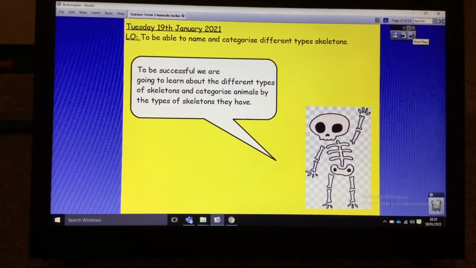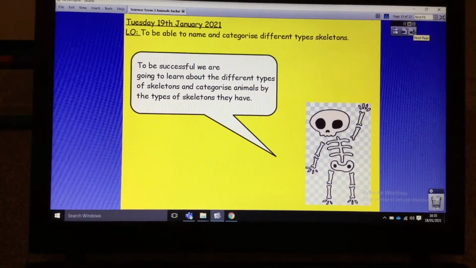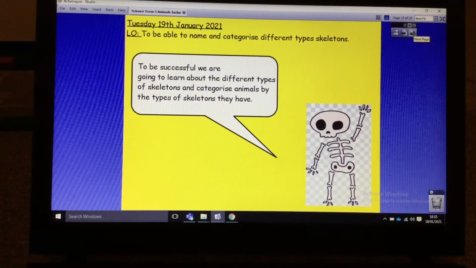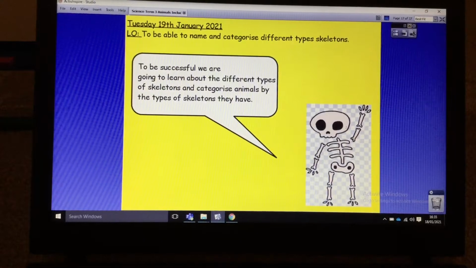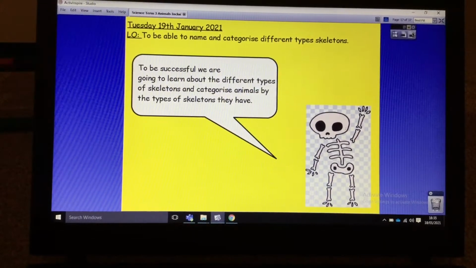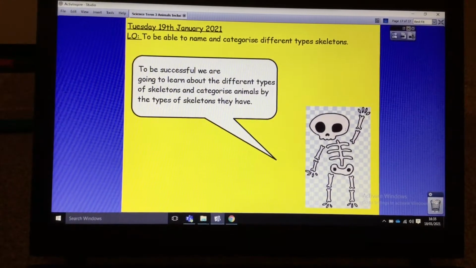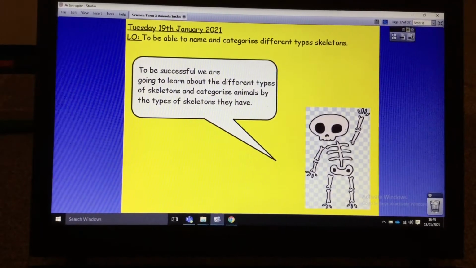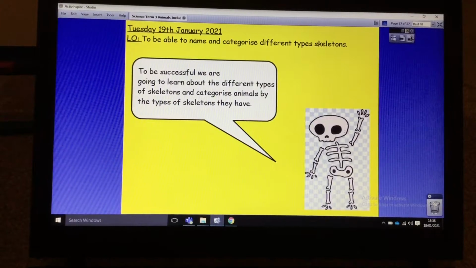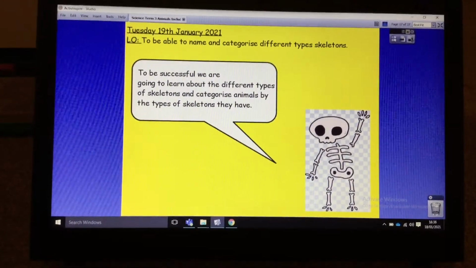Year 3. It is Tuesday the 19th of January and this is our science lesson for week 3. So we are learning this week to be able to name and categorise different types of skeletons. To be successful today, we are going to learn about the different types of skeletons and categorise animals by the types of skeletons they have.